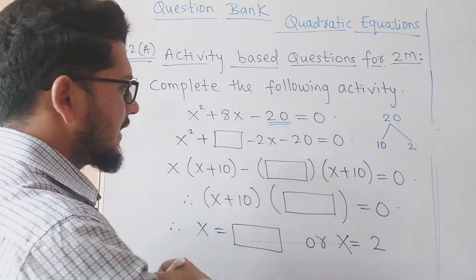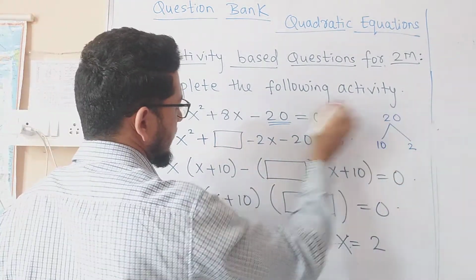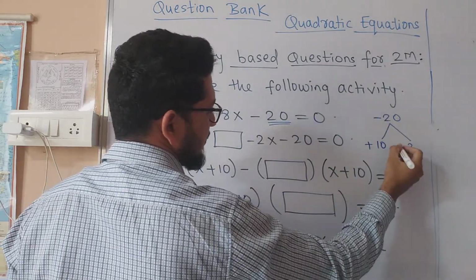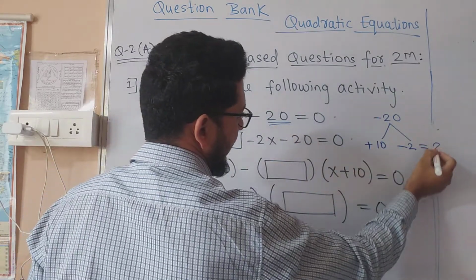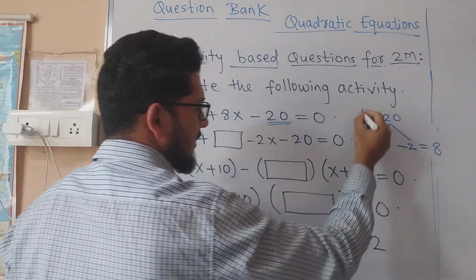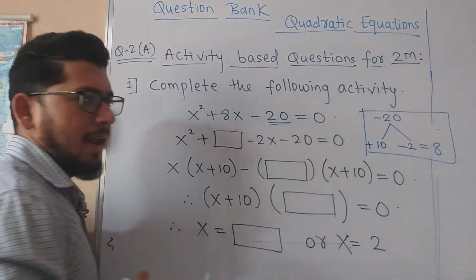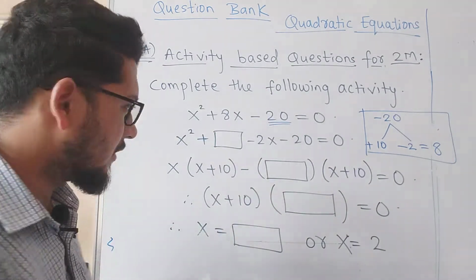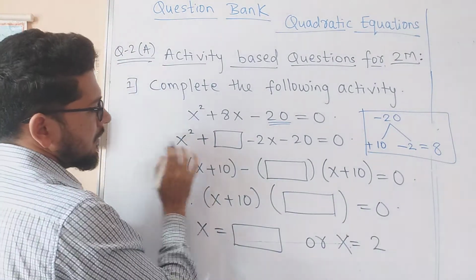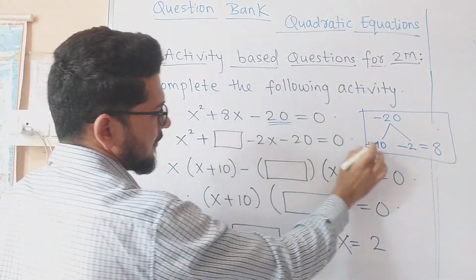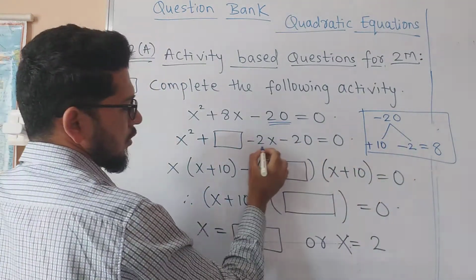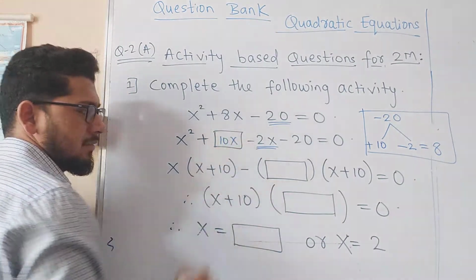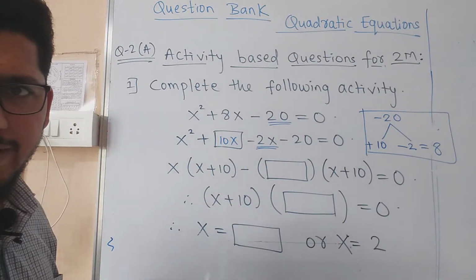So we take the factors 10 and 2. The larger one gets the plus sign and the smaller gets the minus sign, plus 10 minus 2, and 10 minus 2 gives 8. Yes or no? So this pair satisfies the given equation. Here x square will be the same. Instead of 8x, we write plus 10x minus 2x. Minus 2x is already there, and here we write only 10x. How did I get 10x?